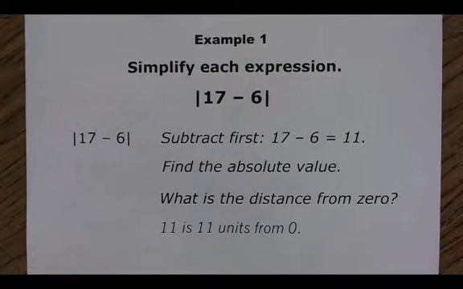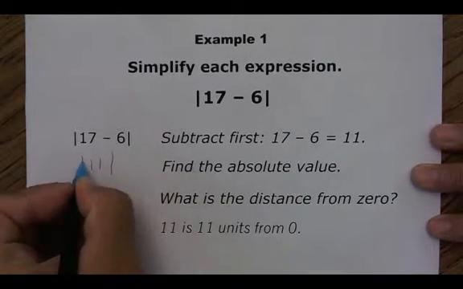Example 1 of absolute values. The first example says simplify each expression the absolute value of 17 minus 6. So the first step, what we have to do is actually subtract what's in the absolute value. In this case, it's 17 minus 6. And 17 minus 6 is 11.